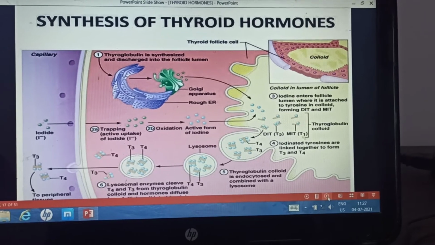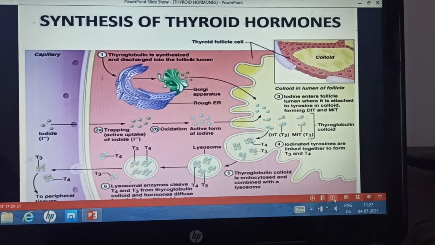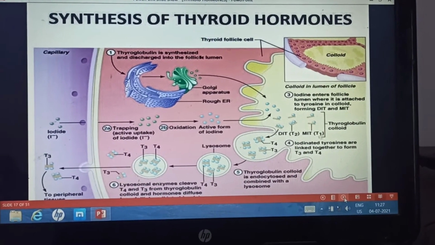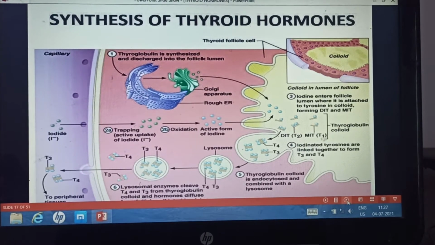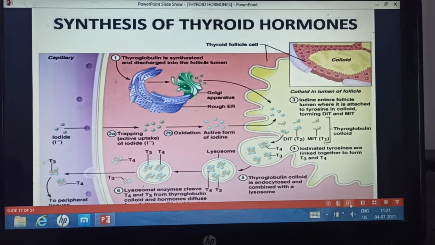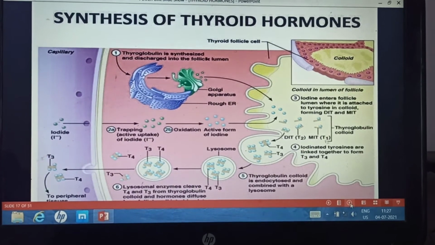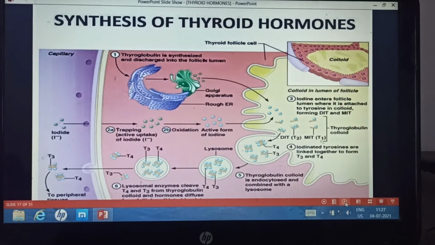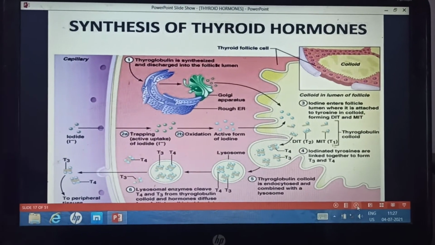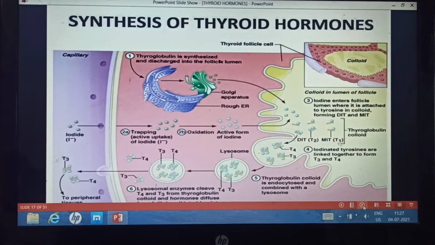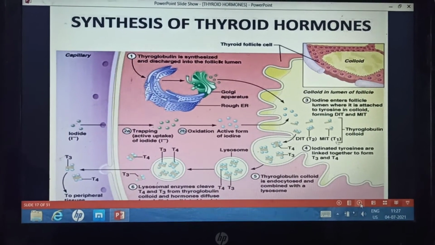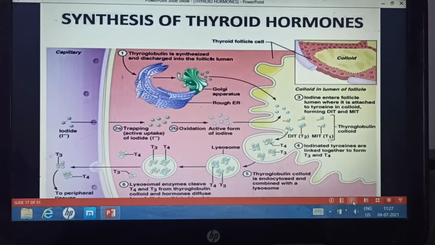So endocytosis of the thyroglobulin colloid takes place. After endocytosis, the next step is the combination of this endocytosed colloid with the lysosome, and then proteolysis, or cleavage of the bonds of the T4 and T3.